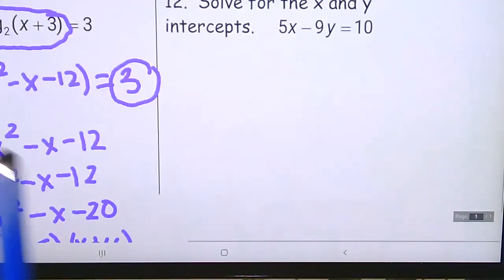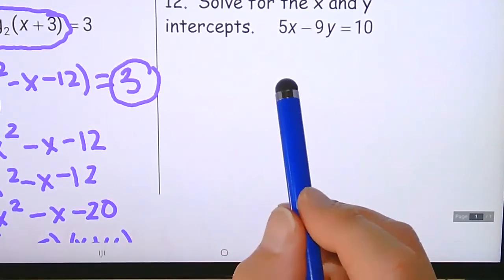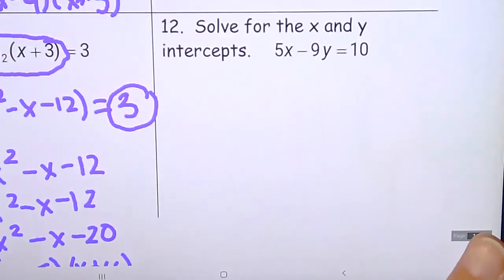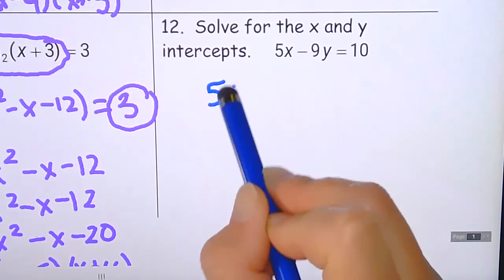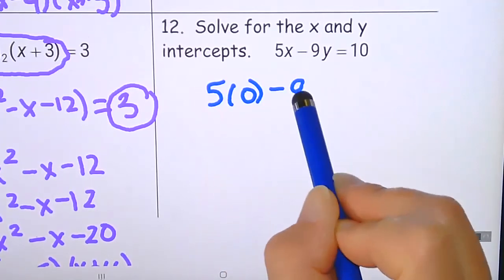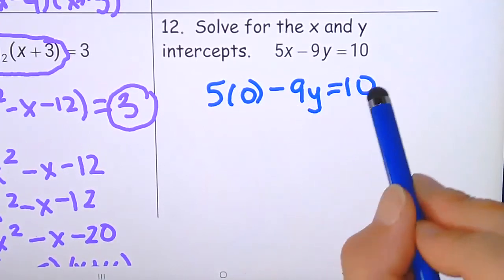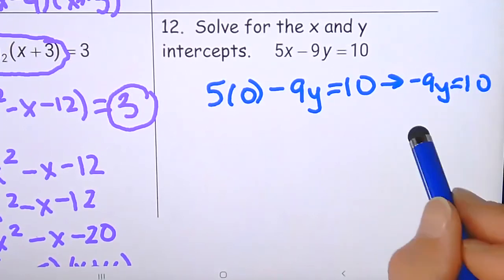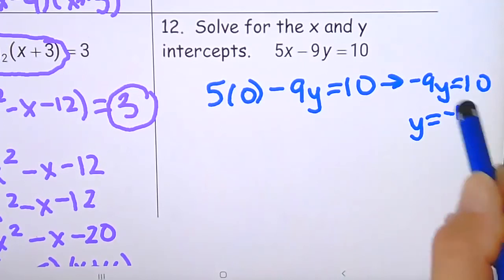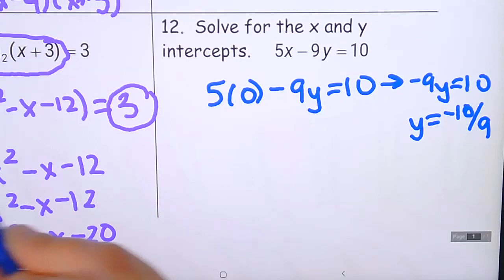So on number 12, they are asking us to solve for the x and y intercepts. So if I put in 0 for x, you'll notice that the letter I have left is y. So I'm finding my y-intercept. So I'm going to get negative 9y equals 10. So y equals negative 10/9. That's going to be my y-intercept.